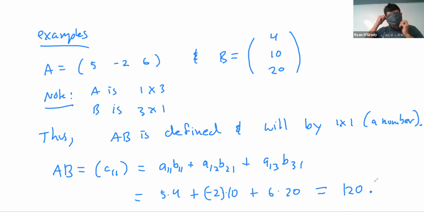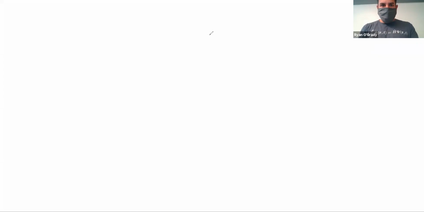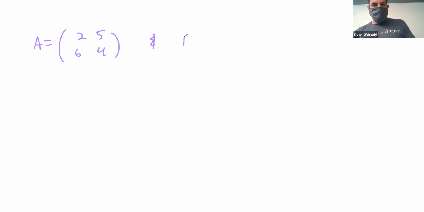So let's look at an example. That's a very good way of thinking about this. Now let's let A be, how about 2, 5, 6, 4? And then we'll let B be equal to 1, 9, -8, and 10.